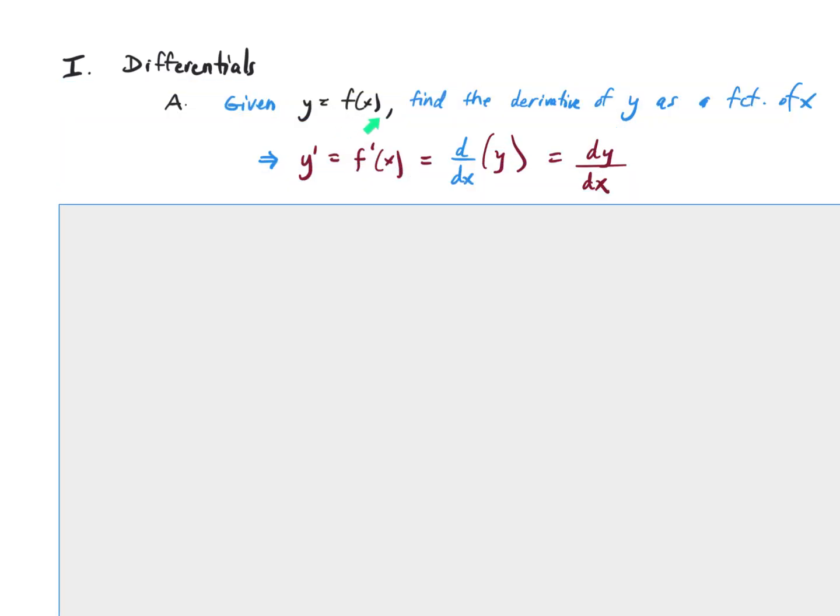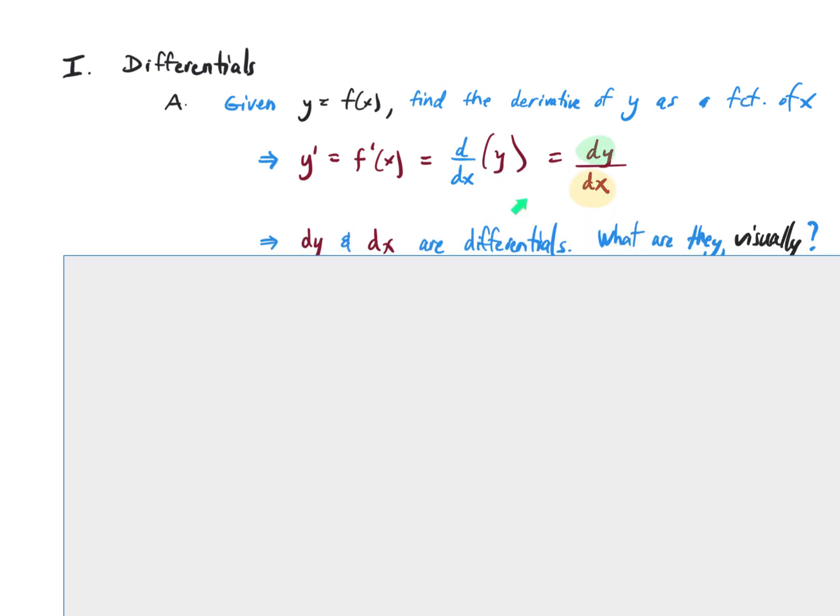Given some function y equals f of x, if we find the derivative as a function of x, we can denote that as y prime, the derivative, or f prime of x, or the derivative with respect to x of function y, which we can simplify to dy over dx. So dy and dx, these are differentials. What are differentials? Let's take a look at what they are visually.